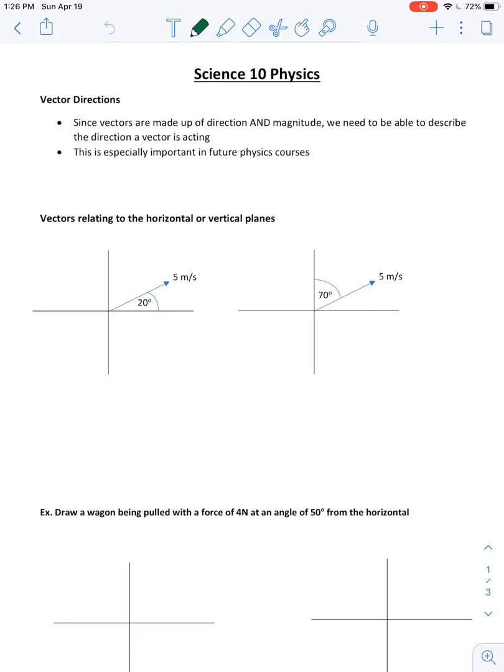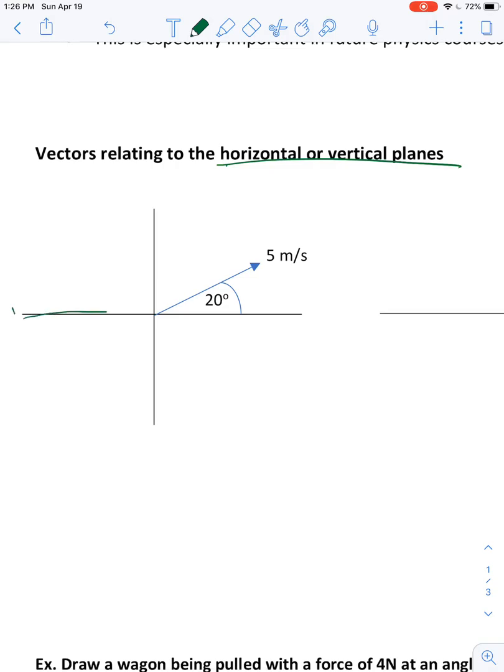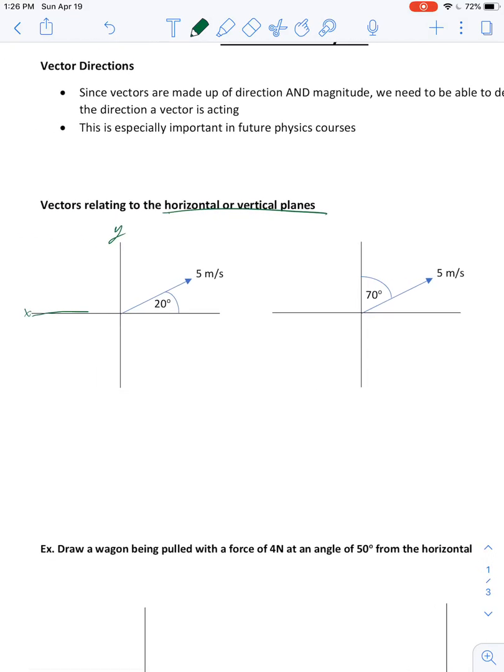So what we're going to do is, there's two ways that we're going to look at. One of them is based on the planes. So the horizontal plane obviously being the x-axis, and the vertical plane being the y-axis. These two examples show the same thing. They're both acting at the same angle, but they're using different numbers.